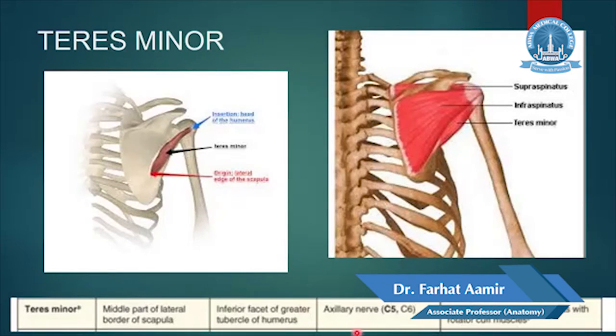Okay, I have told you before also that the axillary nerve is the nerve which supplies two muscles in the arm. Number one is deltoid and number two is teres minor. It laterally rotates the arm and acts as a rotator cuff muscle. This action is also very important. It will be asked in your MCQ that teres minor laterally rotates the arm. It is supplied by the axillary nerve. It is inserted on the inferior facet of the greater tubercle of the humerus. It originates from the lateral border of the scapula. This lateral is also very important. Lateral border of the scapula.